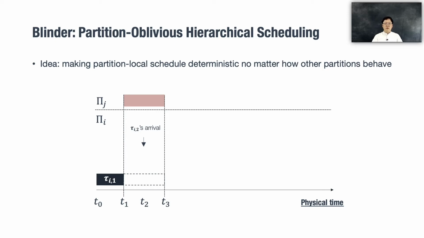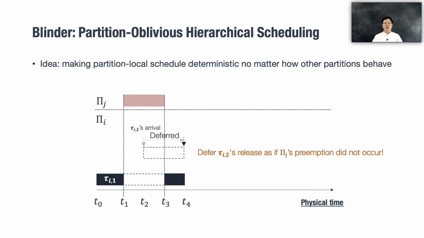So how does it work? Let's see this example, which is similar to the earlier one. Task I2 has a higher priority than I1, so it would run at time t3 when the preemption ends. But that made the covert channel scenario possible. So the key idea of Blinder is that we defer the release of task I2 as if the partition-level preemption did not happen from task I1's perspective.